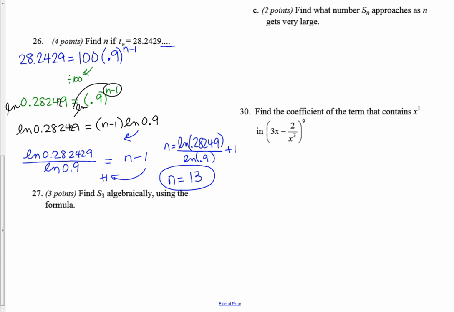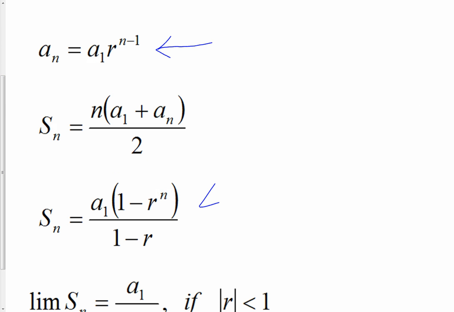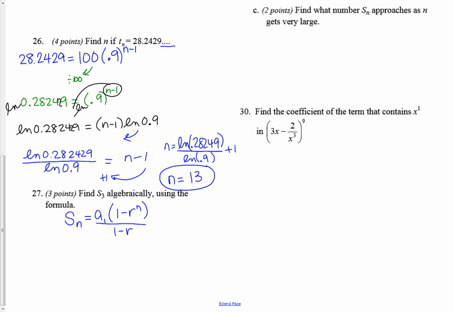All right, question number 27 says find S sub 3 algebraically using the formula. So we need the formula for the sum of the first n terms of a geometric series. And on our formula sheet, we can tell that's the sum formula that had r's in it to indicate it was geometric. So for this one, I'm plugging in my n, my number of terms is 3. So S sub 3, the sum of the first 3 terms.